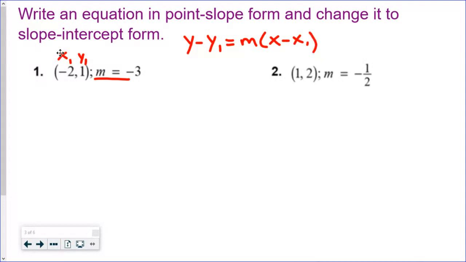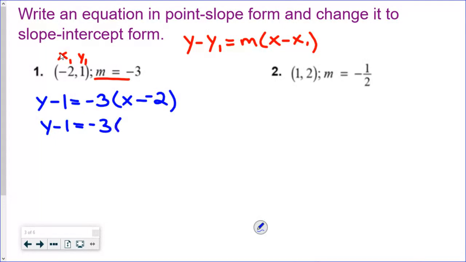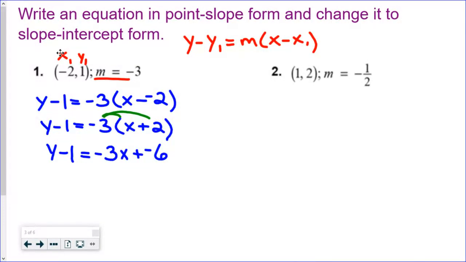Okay, so I'm going to start by just rewriting things into that formula. So y minus y1 equals m times x minus x1. I'm going to change any minus negatives or zeros to pluses. Now I'm just going to get y by itself, and I know you guys are awesome at this. So I'm going to distribute. So I get y minus 1 equals negative 3x and a negative 6. Do you see that?